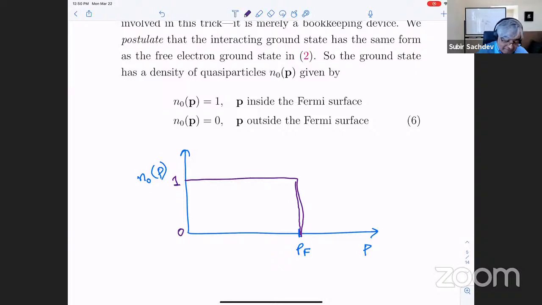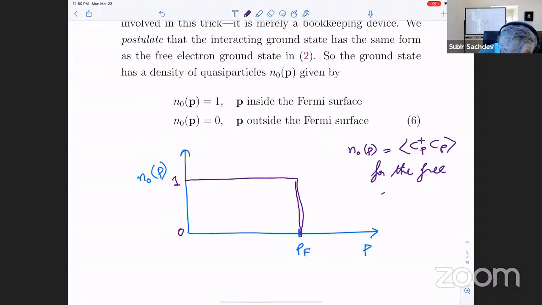So this is exactly, and let me say this very carefully, N0 of P is just the expectation value of c dagger P c P for the free electron case. Okay, so I'm just going to postulate that there is some, not a bare particle like the electron, but some renormalized quasi-particle. And that renormalized quasi-particle is such that I can define some operator for the renormalized quasi-particle even away from the Fermi surface, such that N0 of P for the quasi-particles also has exactly the same form as the free electron gas has for the particles.